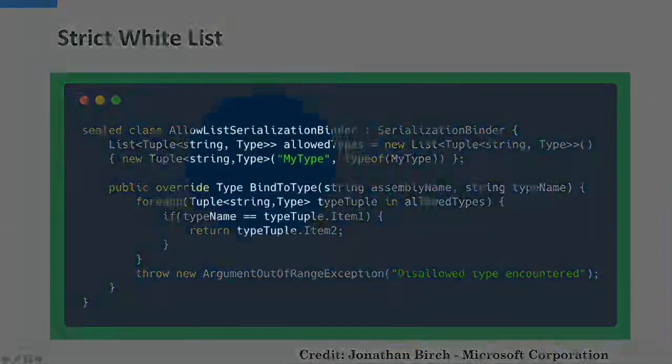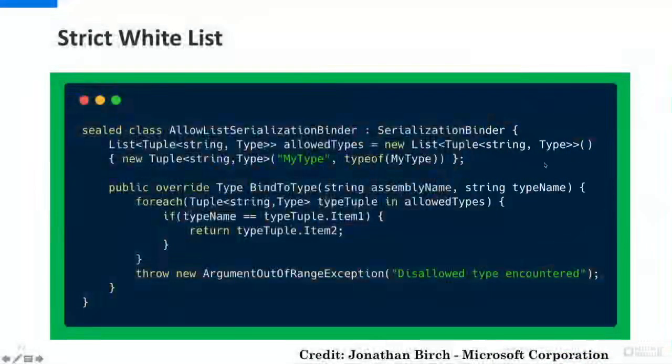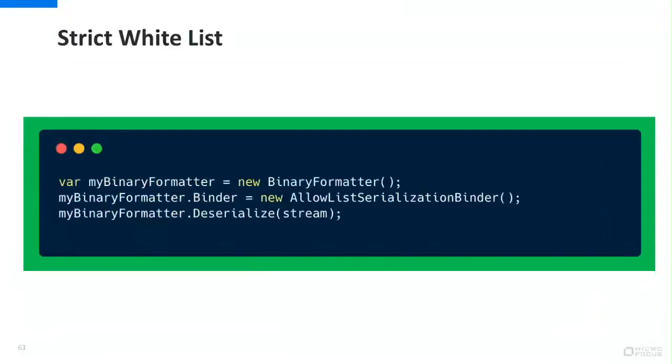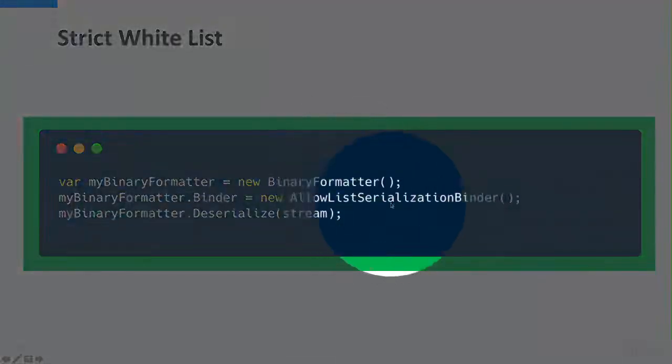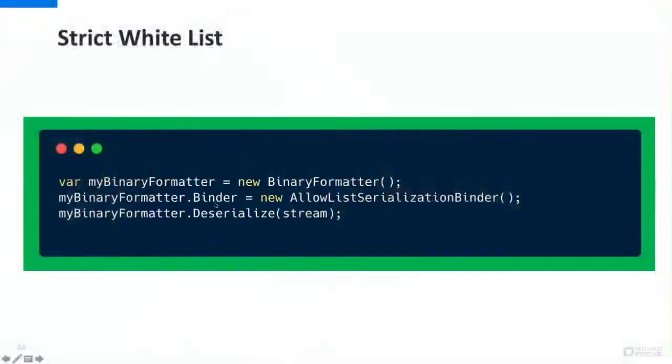Then just override BindToType, and then check if the type that the attacker is sending is within the whitelist of allowed types. And if that's the case, then continue and return the preloaded type. Otherwise, just throw an exception and abort the deserialization. So then you have to actually instantiate the serialization binder, assign it to the binder property, and deserialize, right?